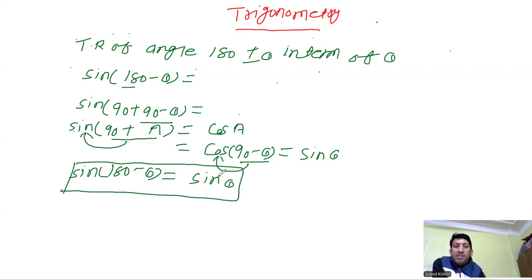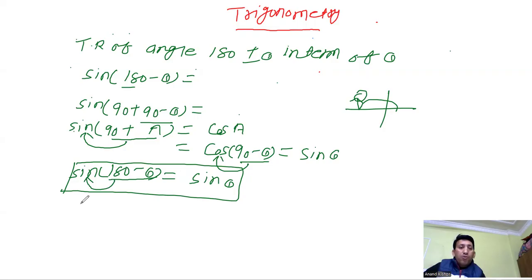Else it remains the same. This is not 90, this is not 270, so sine becomes sine. So sine 180 minus theta is sine theta, and we will see 180 minus theta. Which quadrant? 180 minus something is the second quadrant, sine is positive, so it will remain positive.